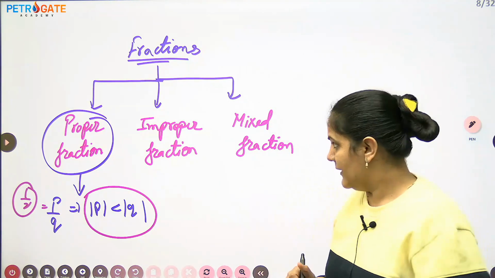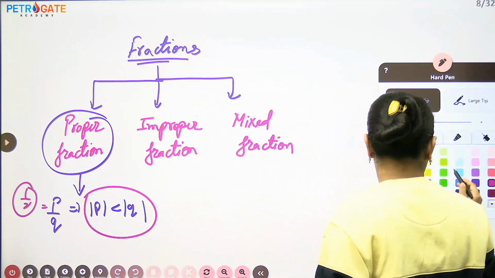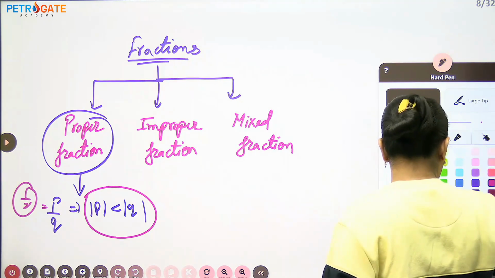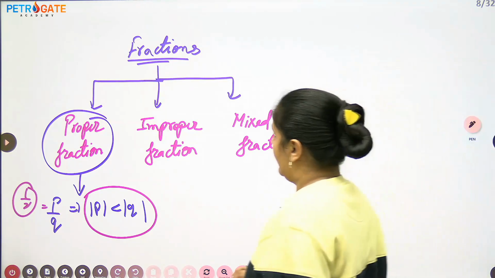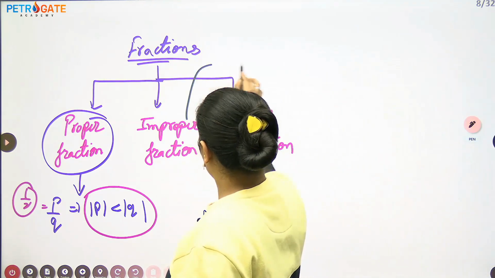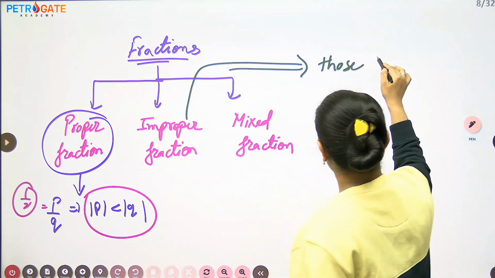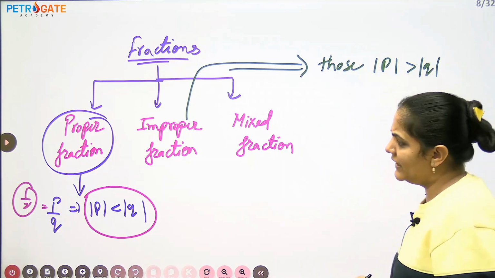Clear? Alright. Now, when we talk about the improper fraction, ma'am, we don't know about the improper fraction. Let me tell you guys what is an improper fraction. Let me use a different pen. Okay, this green one. Now, improper fractions are those fractions where the value of |P| is greater than |Q|.